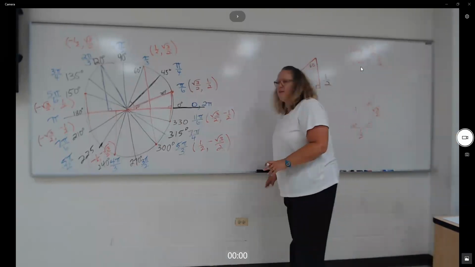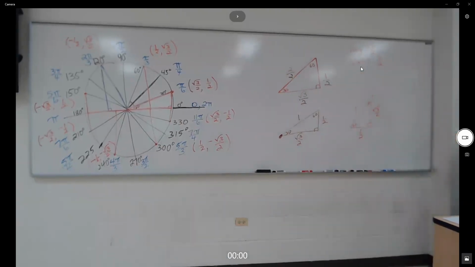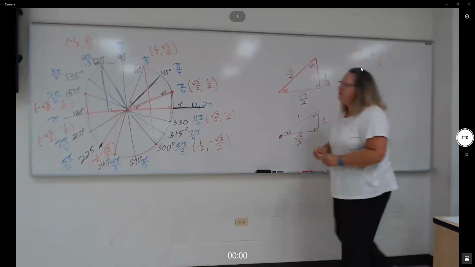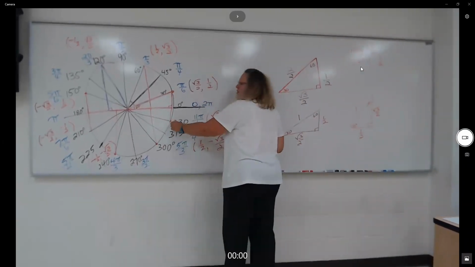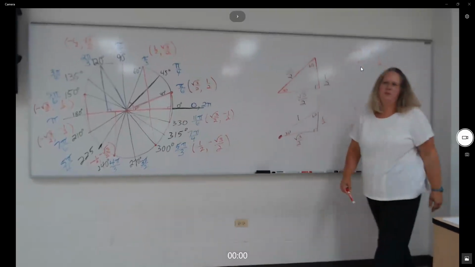This is questions on that. Long line, short line. Try to figure out where your location is. So I still have to think about where 11 pi over 6 is, and then I have to think about long line, short line.